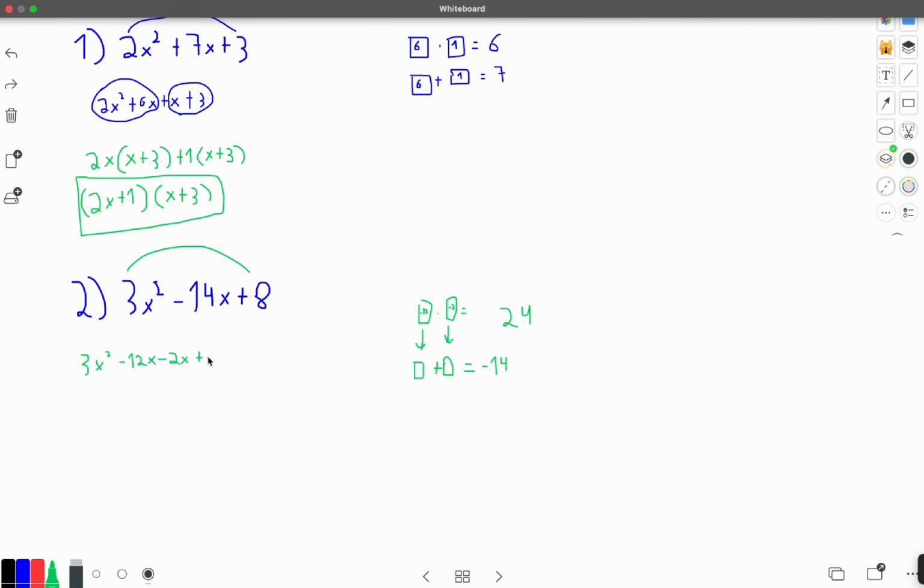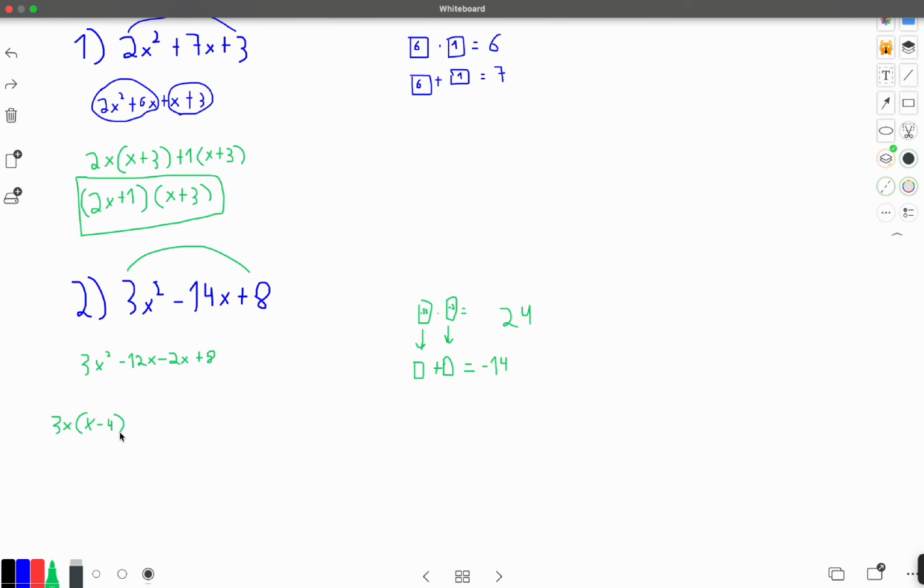Now let's factor by grouping. So you have 3x squared minus 12x. Our greatest common factor would be 3x. So if we take out 3x out of 3x squared, we're going to be left with x. And if we take out 3x out of negative 12x, we're just going to be left with negative 4.